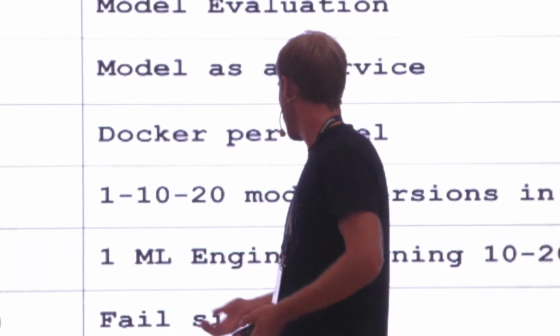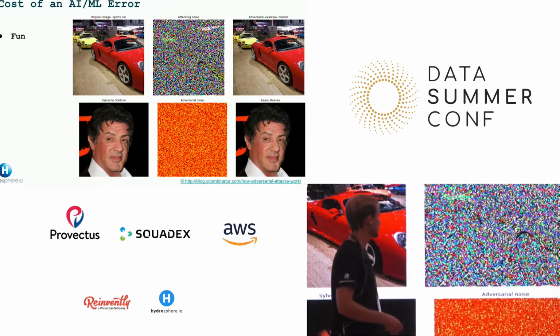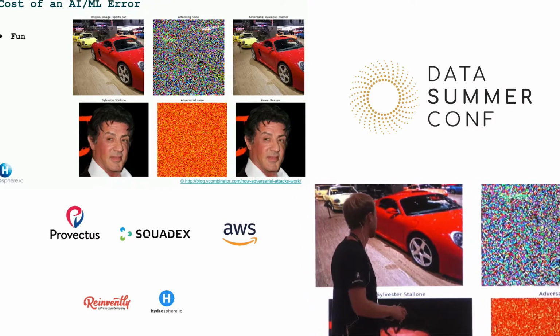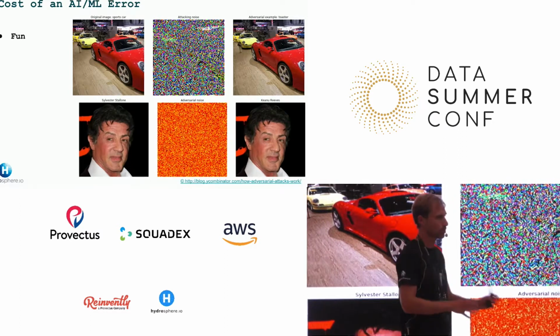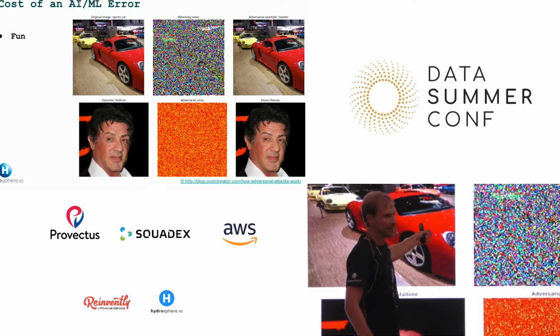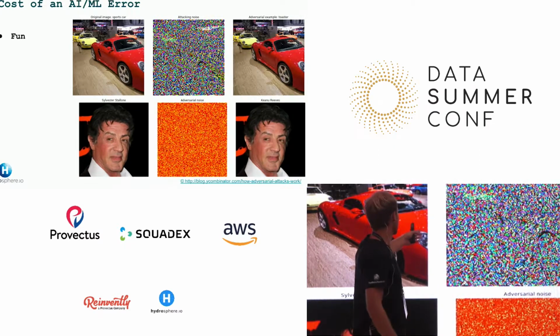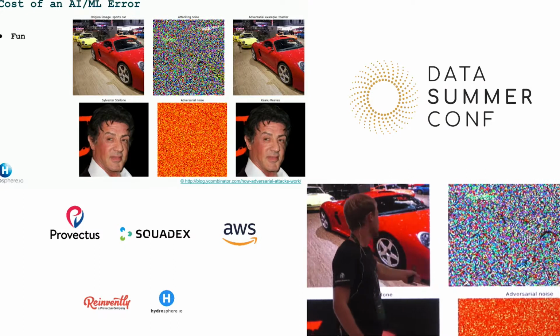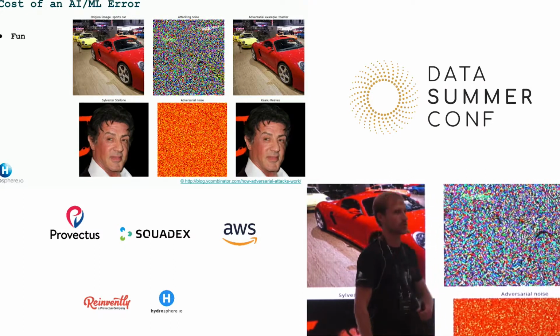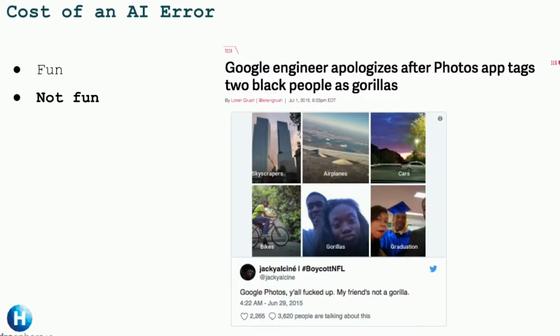So performance declines over time, and I want to warm you up with some public use cases, and you can see what is the cost of AI error in production. Yeah. So let's start with some funny examples. It's well-known research about adversarial networks and adversarial attacks. Just to remind you, we have an original image, we have some attacking noise, and our model recognizes a toaster instead of a sports car. It recognizes Keanu Reeves instead of Sylvester Stallone. So that's funny, but let's check the next example.